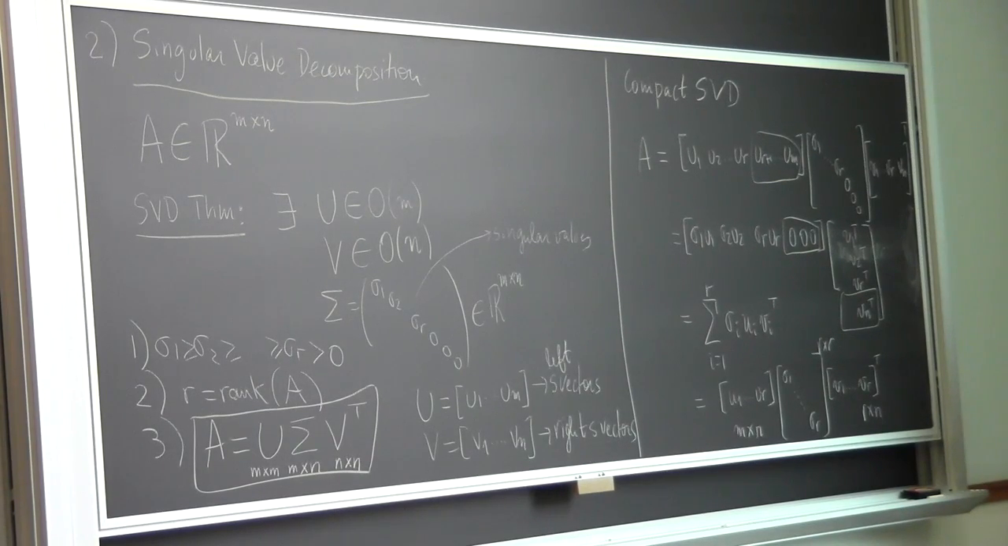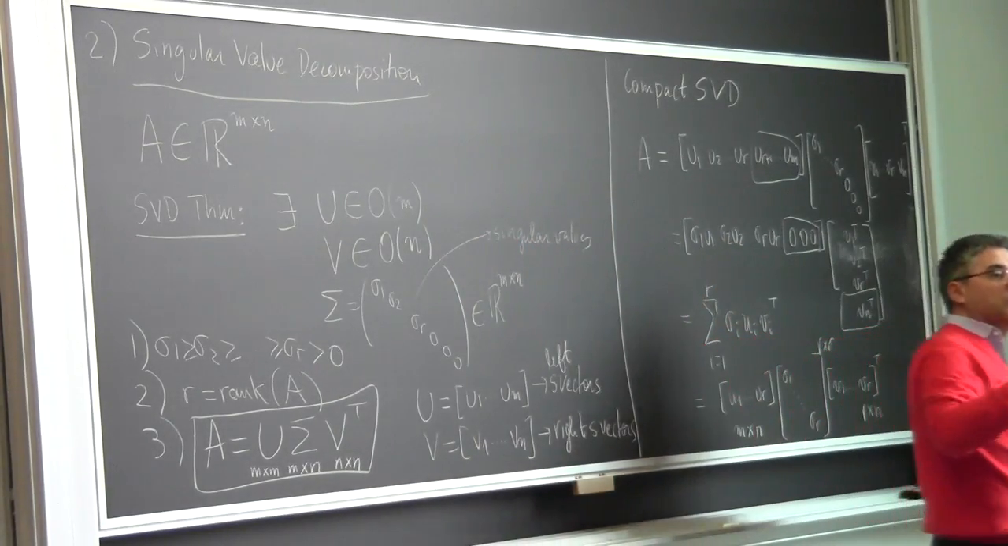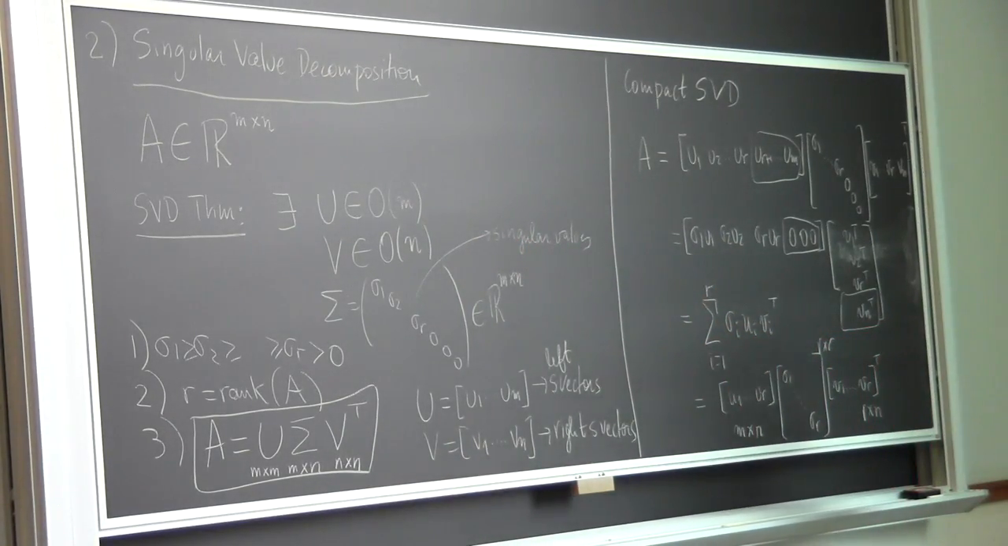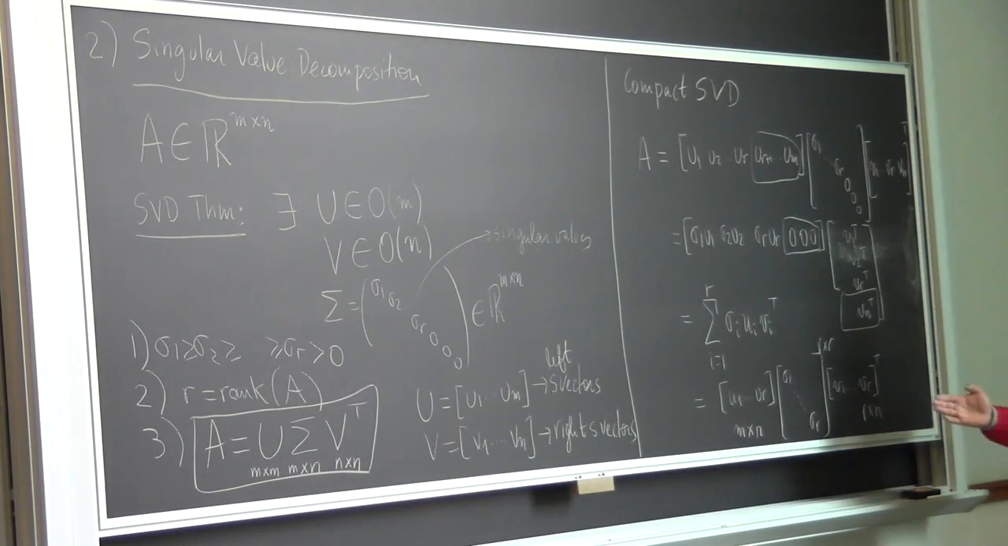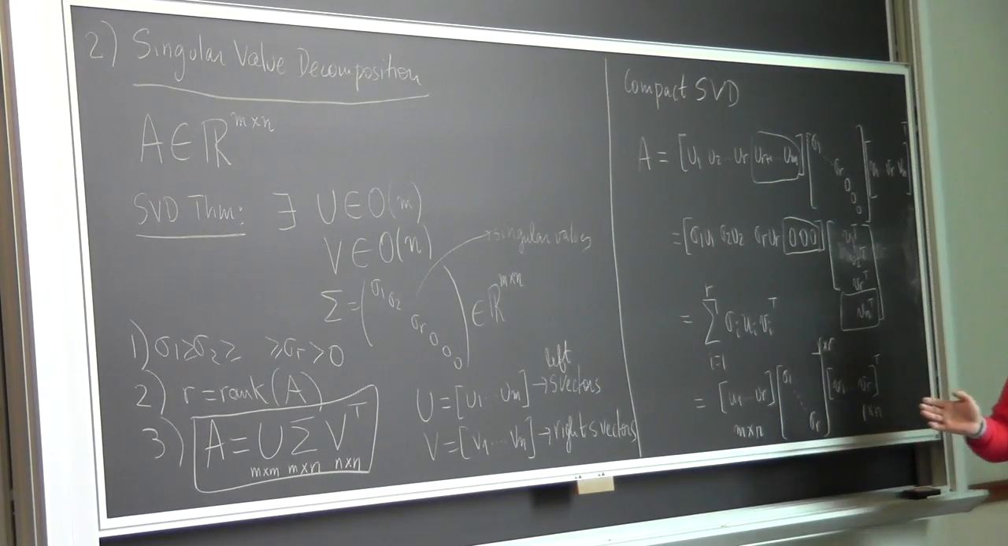So what is the difference between the SVD and the compact SVD? The SVD has orthogonal matrices that are n by n, so it has all of them. It has complete U and V matrices. The compact version keeps only the first R columns, and the reason is that all of the other columns are actually redundant. They get multiplied by zeros.